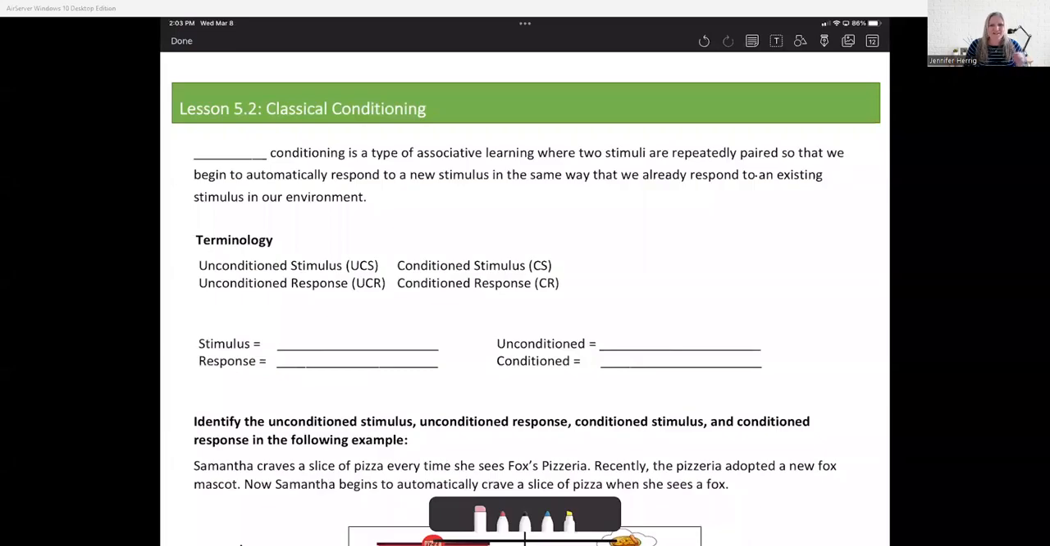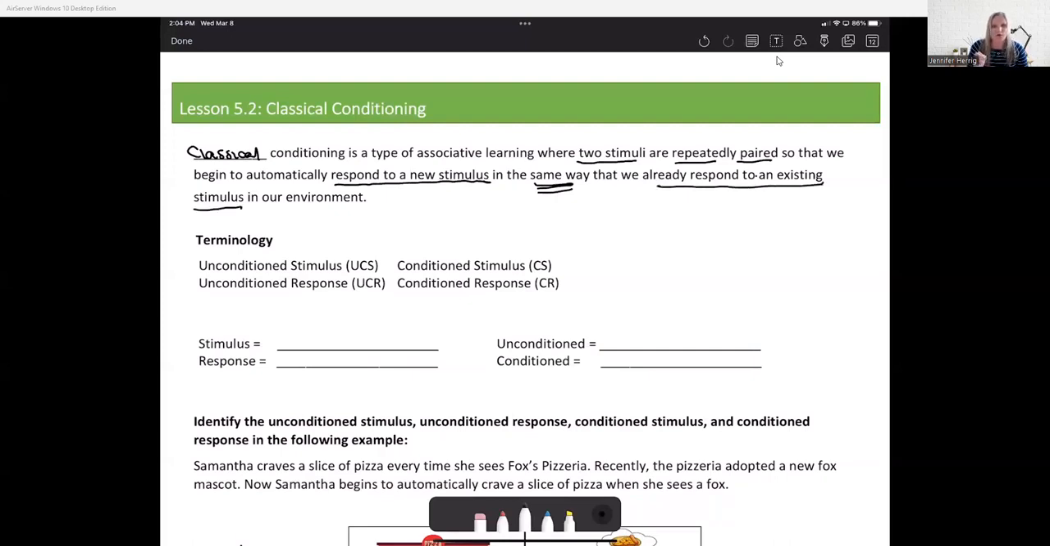Hey everyone, the concept we're covering in this video is classical conditioning, and we're going to look at how to identify the different components. So classical conditioning is a form of associative learning. And here we're going to have two stimuli that are repeatedly paired so that we begin to automatically respond to a new stimulus in the same way. That's important, the same way that we already respond to an existing stimulus in our environment.